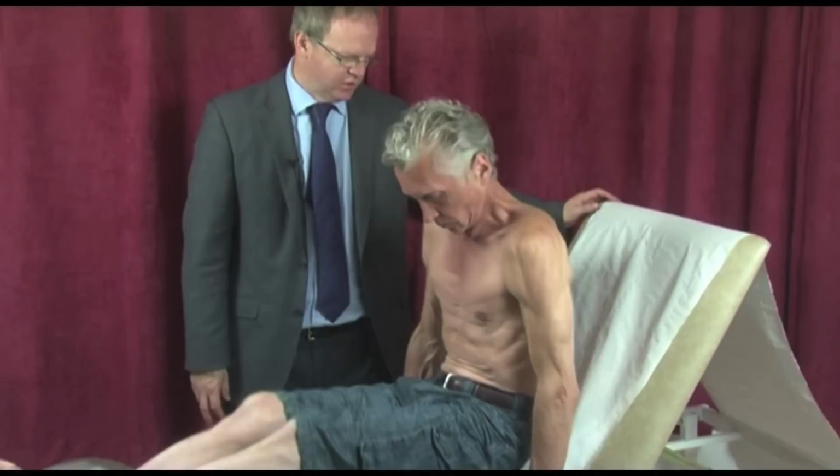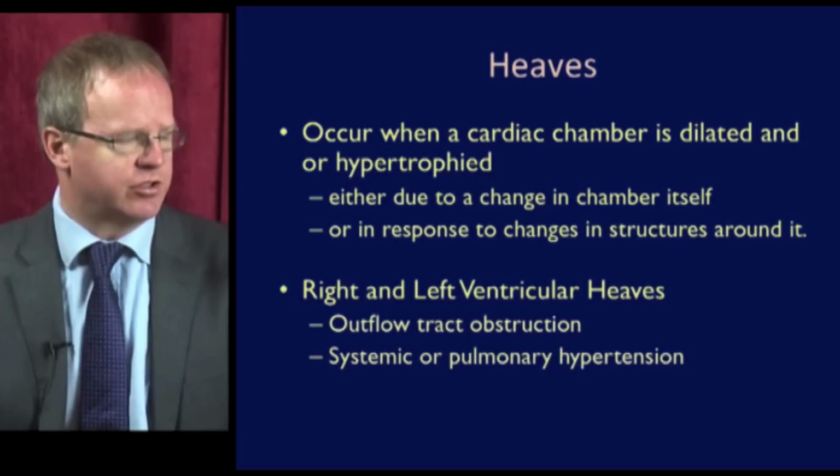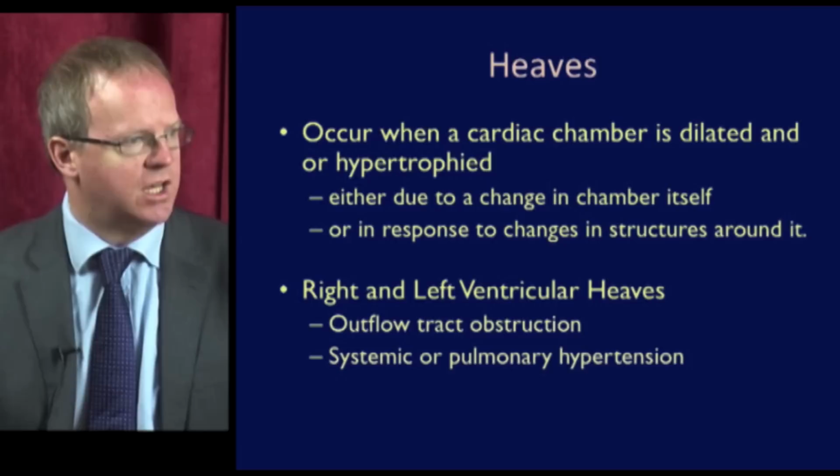Heaves occur when a cardiac chamber is dilated and or hypertrophied, either due to a change in the chamber itself or in response to changes in the structures around it. Right and left ventricular heaves occur with outflow obstruction and systemic and pulmonary hypertension.